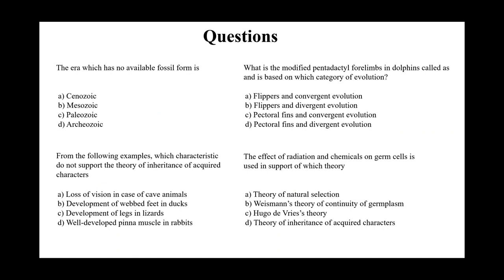Then, what is the modified pentadactyl forelimb in dolphin called, and is based on the category of which evolution? Remember the examples of dolphins and compare it with the fins and the flipper example that we went over in the discussions. And the effect of radiation and chemical on germ cell is used in support of which theory? So try to remember, where did they use germs? Where did you remember the germ theory, and why was that used for disproving which theory?